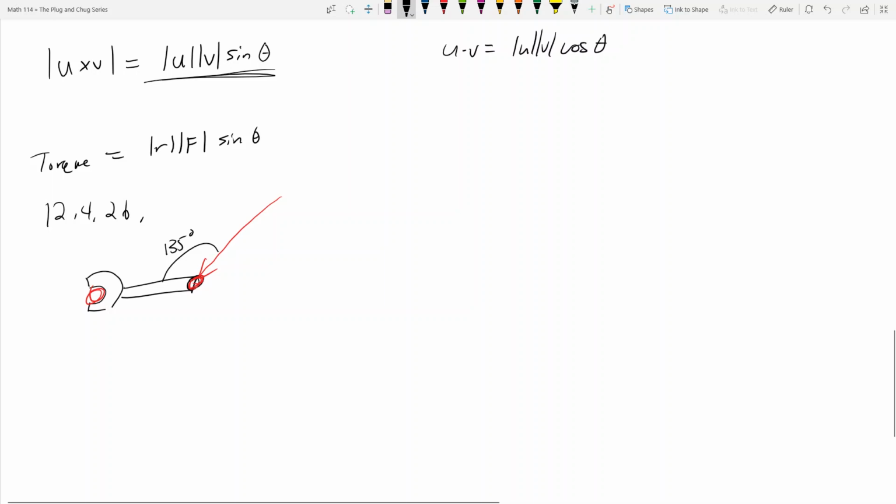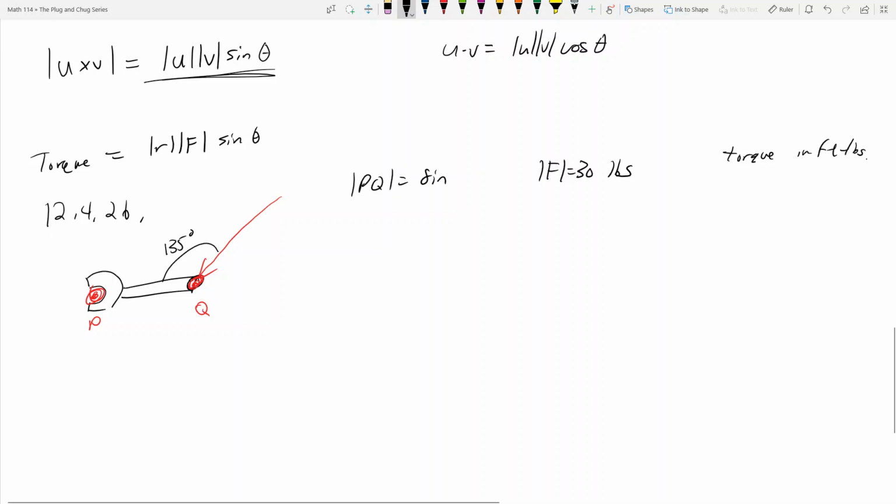All right, and so what do I know? Let's call then this point P, and let's call this point Q. So I know that PQ is equal to 8 inches, all right, and I know that the magnitude of the force is equal to 30 pounds. All right, so now I need to find the torque, and I want to find the torque in foot-pounds.